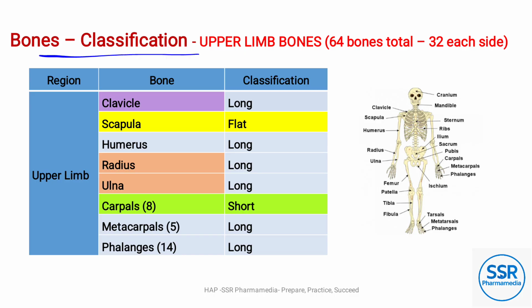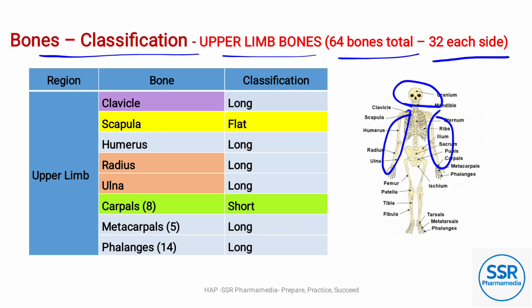So, bone classification: the upper limb bones. There are 64 bones in total in the upper limbs, 32 on each side. Upper limb means the part from the shoulder down to the hand, and the remaining part is the lower limb. Today we are discussing only the upper limb. The lower limb will come in part 2.